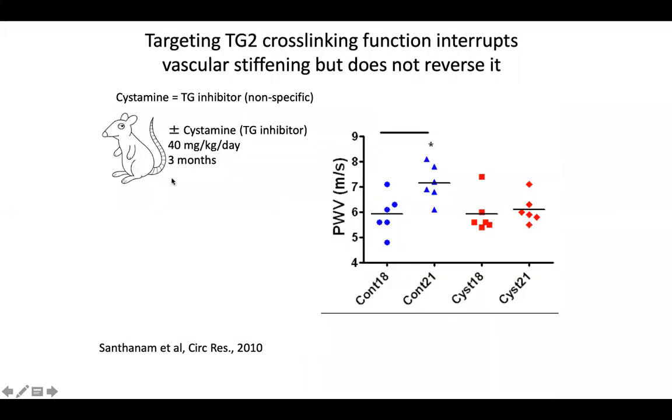And so if we take rats and give them a non-specific transglutaminase inhibitor, we took these rats at 18 months and gave them 3 months worth of therapy. The control animals showed a significant increase in stiffness, but the animals that were treated with cysteamine were protected from further stiffening. However, to note, these are 18-month-old rats when we started. We did not see a decrease in stiffness with cysteamine therapy, which suggests that targeting transglutaminase can prevent further stiffening, but it does not de-stiffen already stiff vessels.